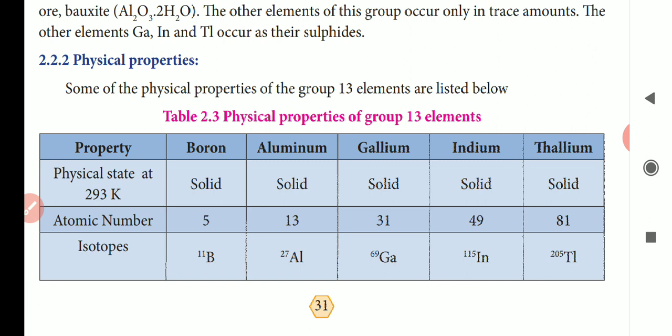Which among the following is the isotope of boron? Which among the following is the isotope of aluminum? Which among the following is the isotope of gallium?